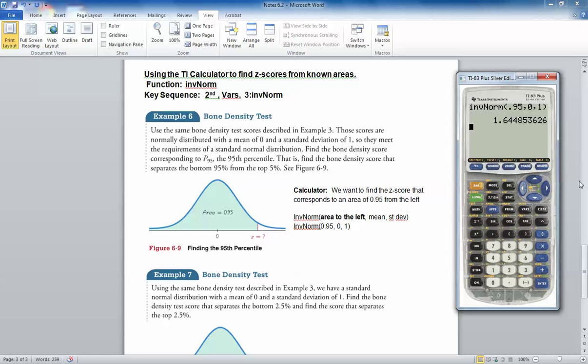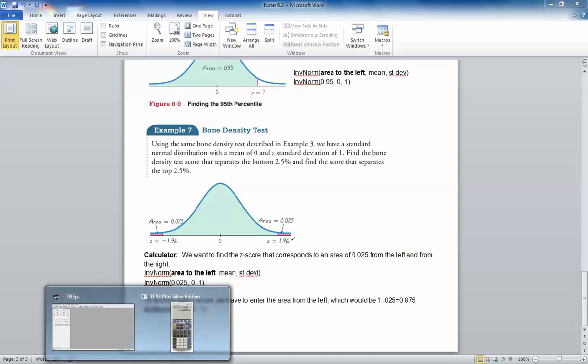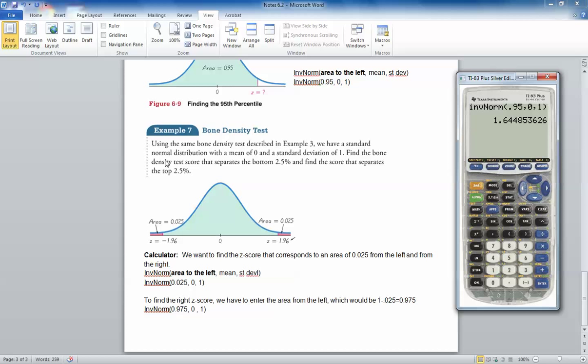All right, example 7, and our last example. Using the same test, we have a standard normal distribution. Find the bone density test score that separates the bottom 2.5%, and then find the score that separates the top 2.5%. All right, so for our first one, again, our calculator we can only enter the area to the left of the z-score we want. The area to the left of that would be 0.025.